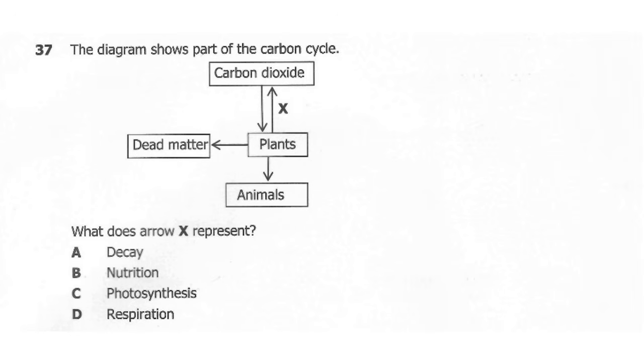Question 37. The diagram shows a part of a carbon cycle. What does the arrow X represent? Plants giving carbon dioxide out to the atmosphere. Is it A, decay, B, nutrition, C, photosynthesis, D, respiration? So what is the X? You can drop your answer in the comment section. Is it A, B, C, or D?